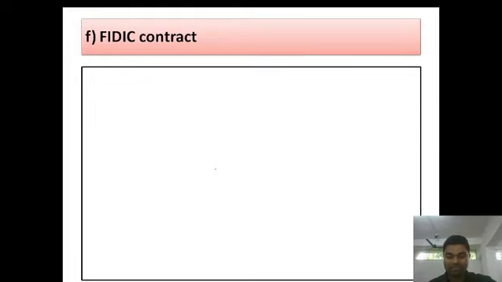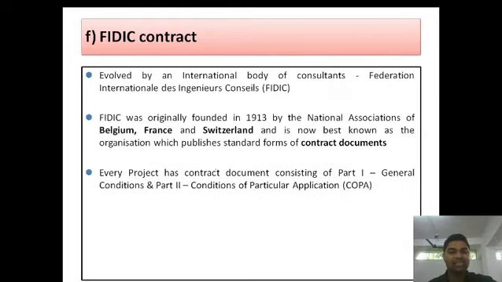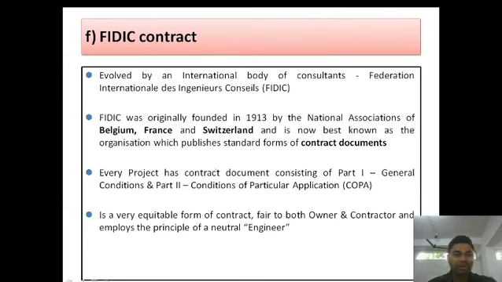The next one is the special contract, FIDIC contract. What is the full form of FIDIC? International Federation of Consulting Engineers. This contract is formulated by the International Federation of Consulting Engineers, generally known as FIDIC. It is an international body. This was originally founded in 1913, and is best known as the organization which publishes standard forms of contract documents.